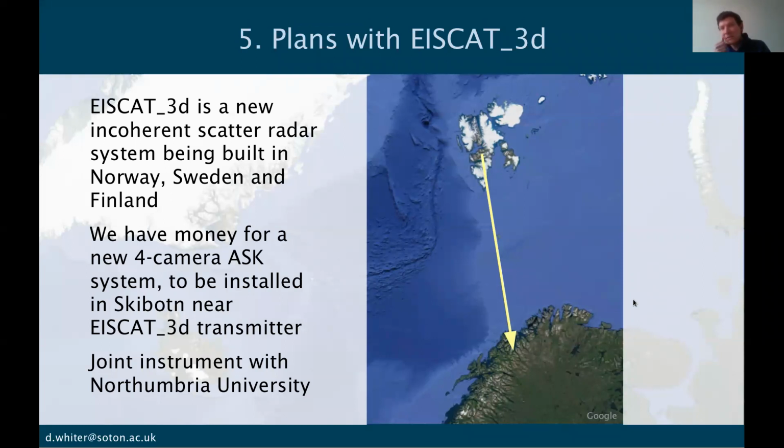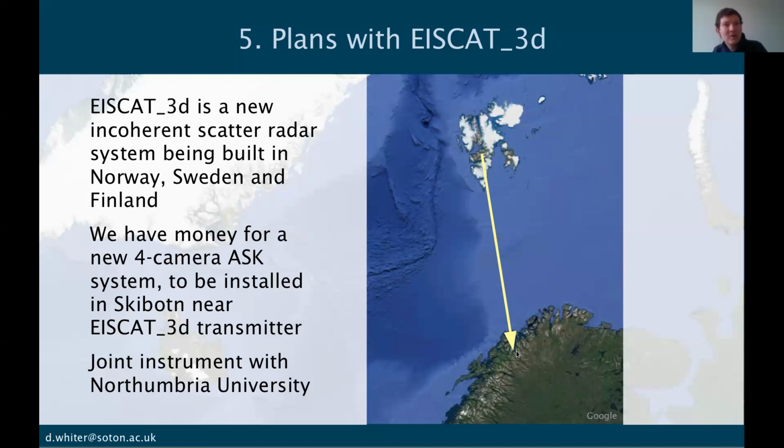Finally, I'm going to talk about plans for next year. Many of you will know that EISCAT 3D is coming along. This is a new incoherent scatter radar system currently being built in Norway, Sweden, and Finland. All the observations I showed you today are from Svalbard, in the Arctic up here, but we successfully got money for a new 4-camera ASK system, which we're going to be installing at Skibotn next to the EISCAT 3D transmitter site. This will be a joint instrument between Southampton and Northumbria University.